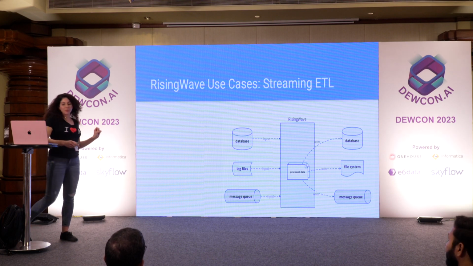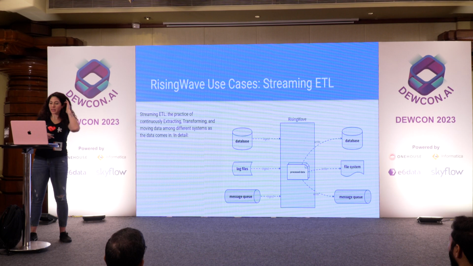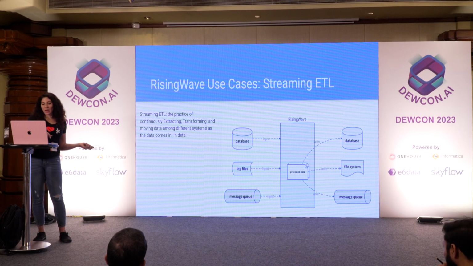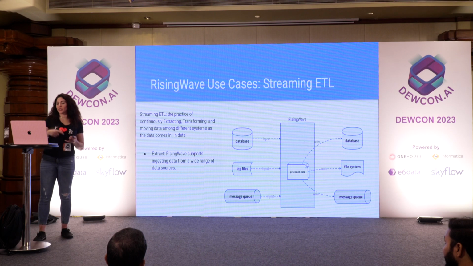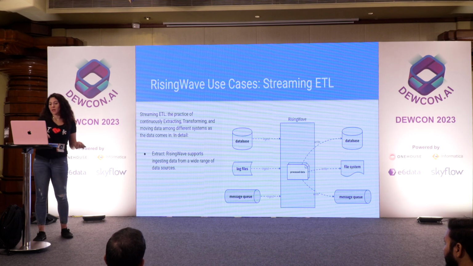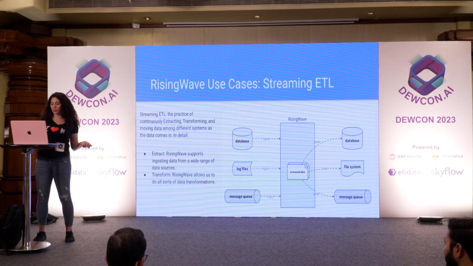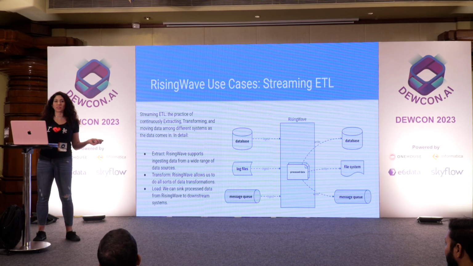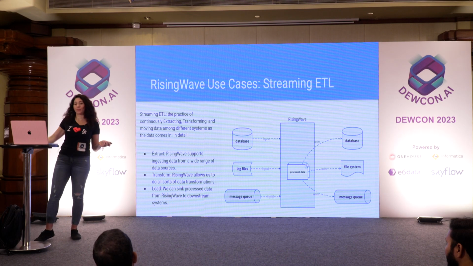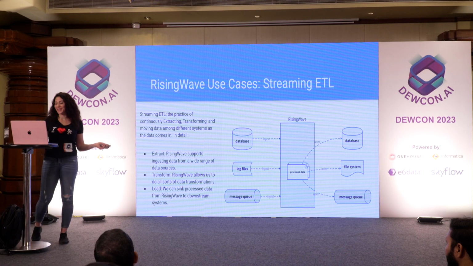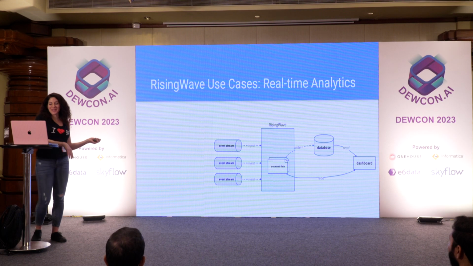So we're going to talk a little bit about some use cases. Streaming ETL is the practice of continuously extracting, transforming, and moving data amongst different systems. Extracting: it supports ingesting data from a wide range of data sources. Transforming: it allows you to do all sorts of data transformations and queries. And then load: you can sink the processed data from RisingWave to downstream systems. You can actually put the processed data back into a stream too, and just keep going in a loop-de-loop, but that's probably not very efficient. I just think it's funny to think about.